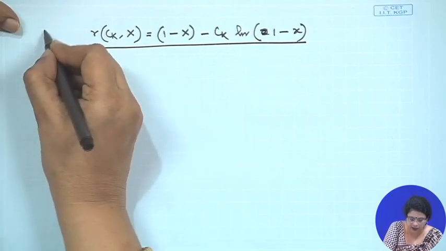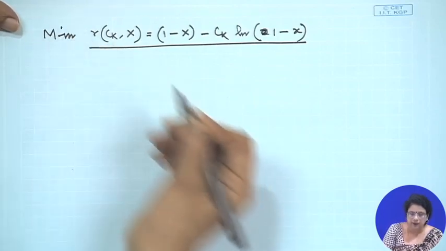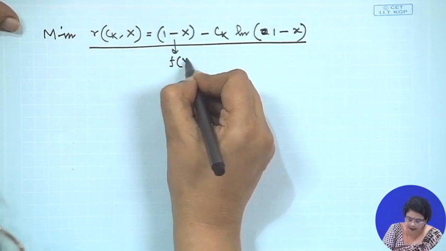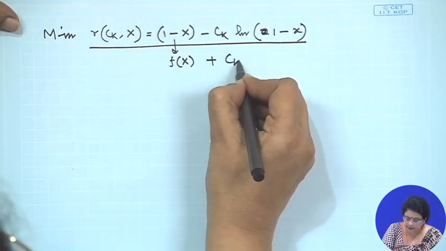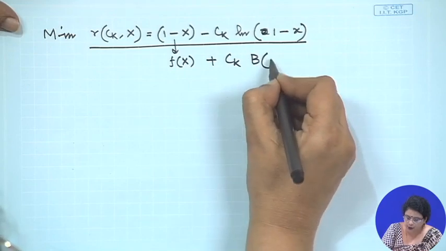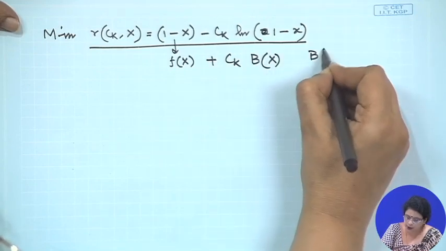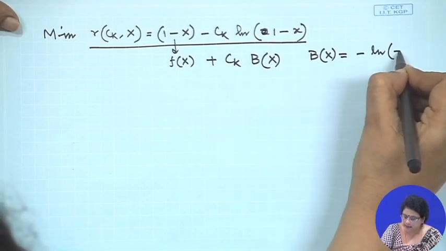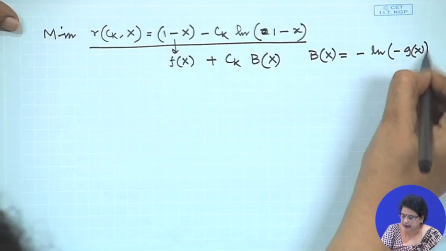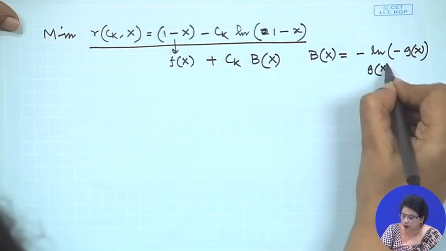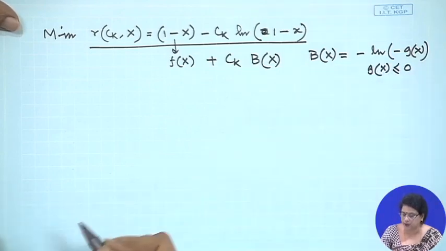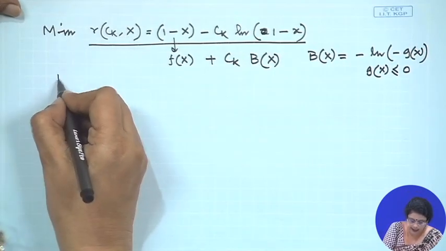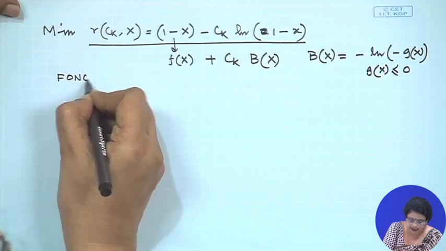Now, we have to minimize this objective function, where this is the function f(x) plus c_k times the barrier function, where the barrier function is equal to minus ln of minus g(x), where g(x) is of the form g(x) less than or equal to 0. Clear? Now, if I want to minimize, let us consider the first order necessary condition.